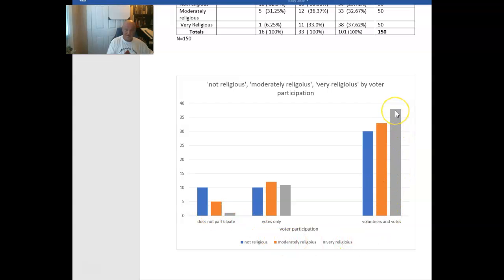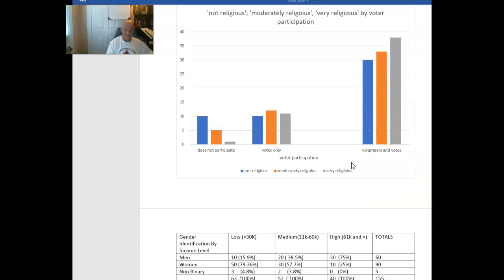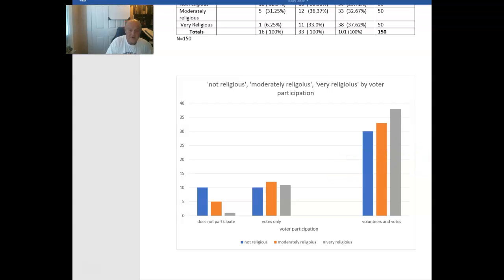And again, we see that in this particular sample, there's a substantially higher number of people, although not much, who are very religious, who volunteer and vote, in addition to voting. It would be enough, again, to sway an election. Okay, so basically, we would look at this if we're looking at political function.